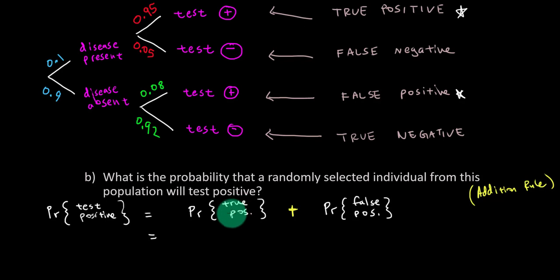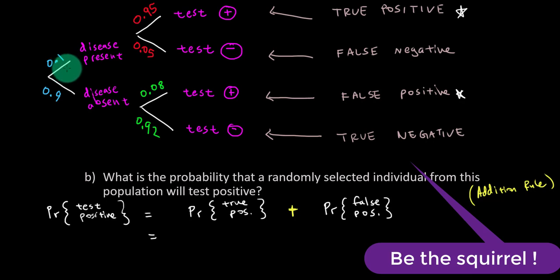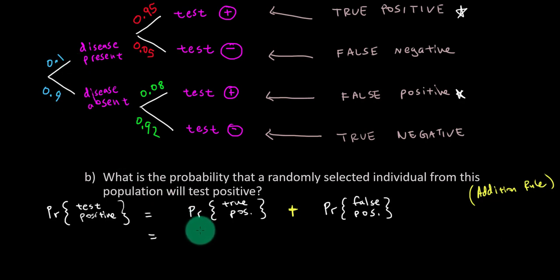So what is the chance of a true positive? Like we saw in a previous video about probability trees, we want to end up at this location. To get here, we need to start at the top of the tree. Be the squirrel. Gobble up the probabilities along the way. To have the true positive, you first need to acquire the disease. There's a 10% chance of that. And then the test needs to be positive given that the disease is present. So that would be 0.95.